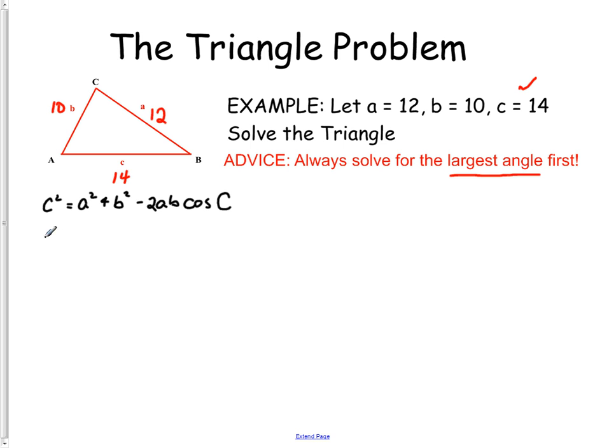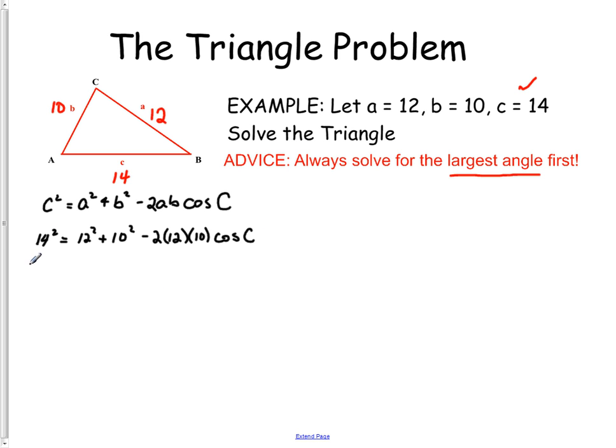So we substitute in the information we know. If we take the square of 14, it should be equal to the square of 12 plus the square of 10 minus 2 times the product of 12 times 10 times the cosine of the unknown angle C. So when we work this out, we're going to have to do a little bit of algebra right here.